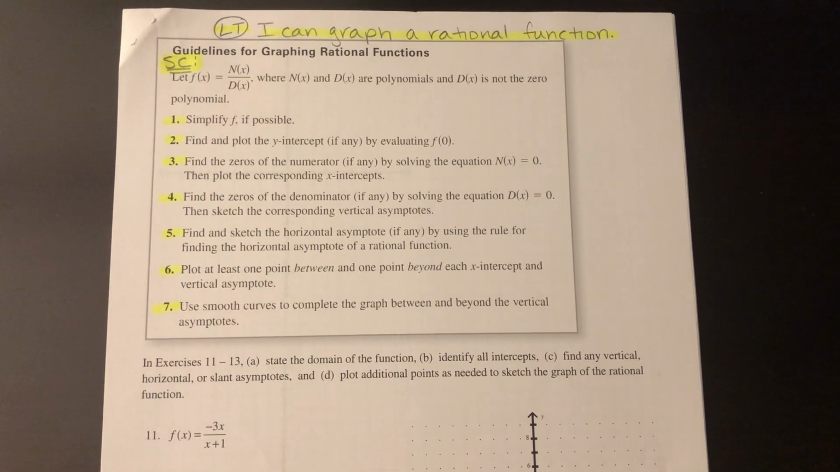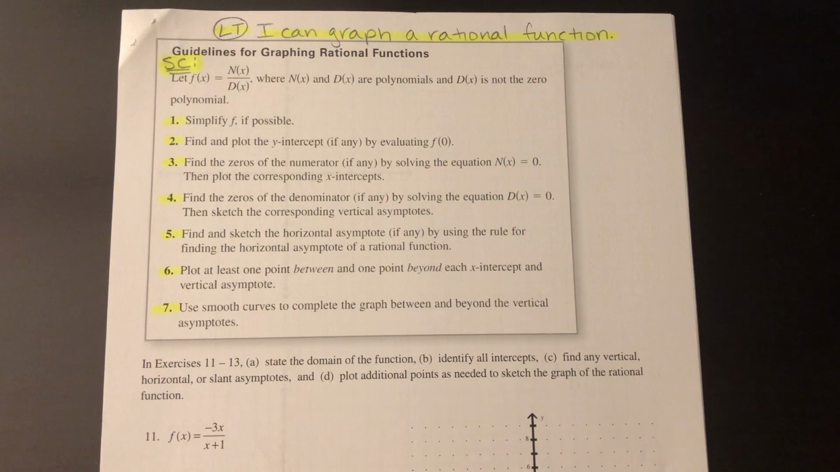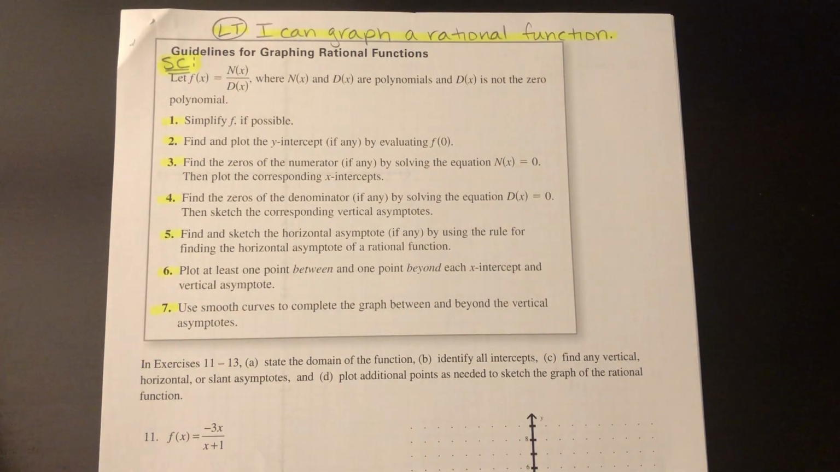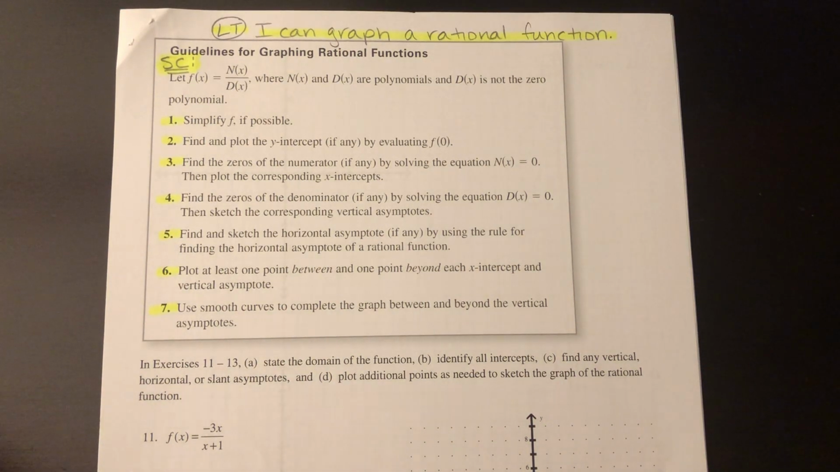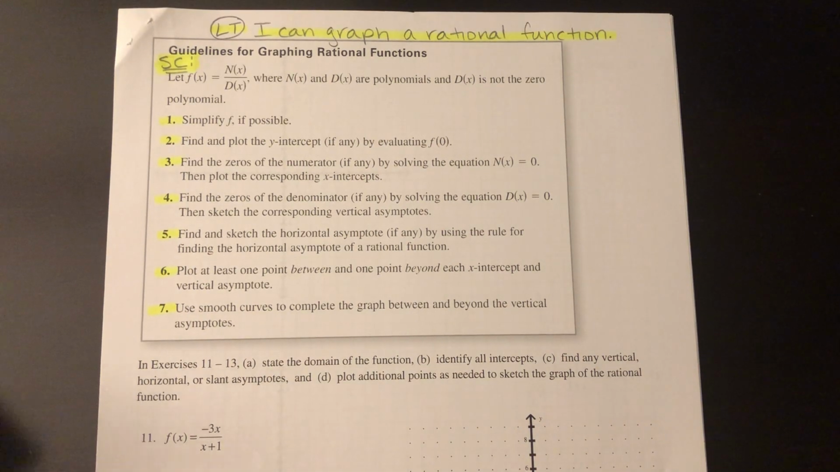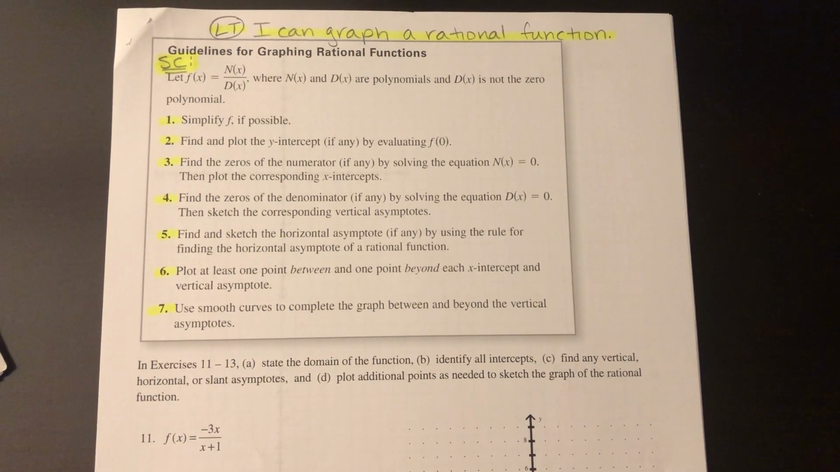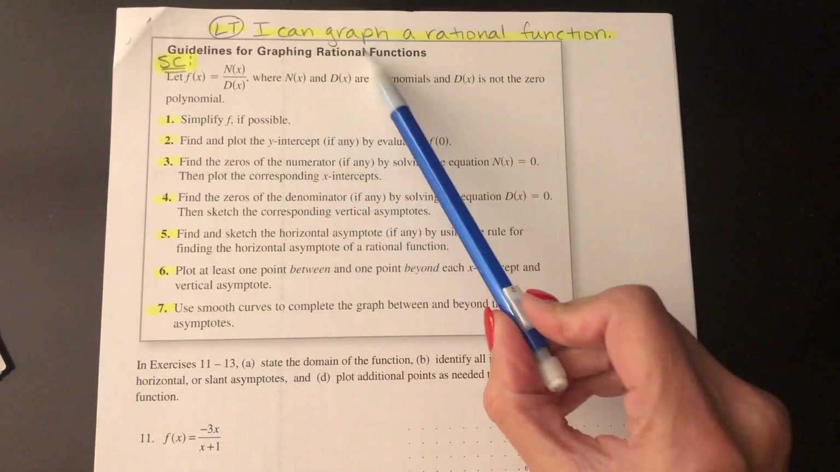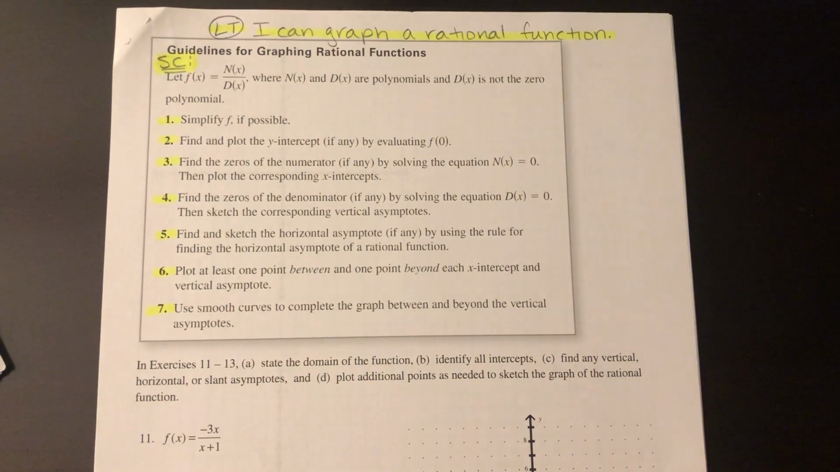All right, so today we are finishing up 2.6. So last lesson we introduced these rational functions and we talked about the three types of asymptotes. So today we're going to take that knowledge that we learned in our last lesson and build on it so we can graph these rational functions. So our learning target for today is I can graph a rational function.